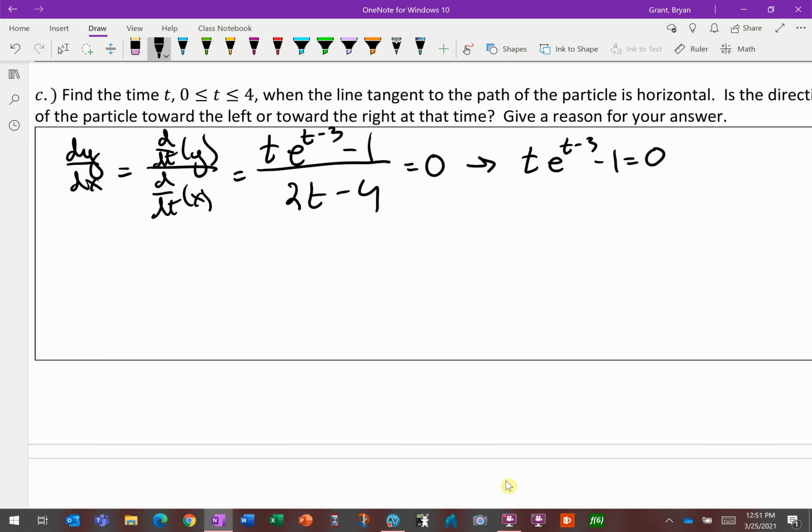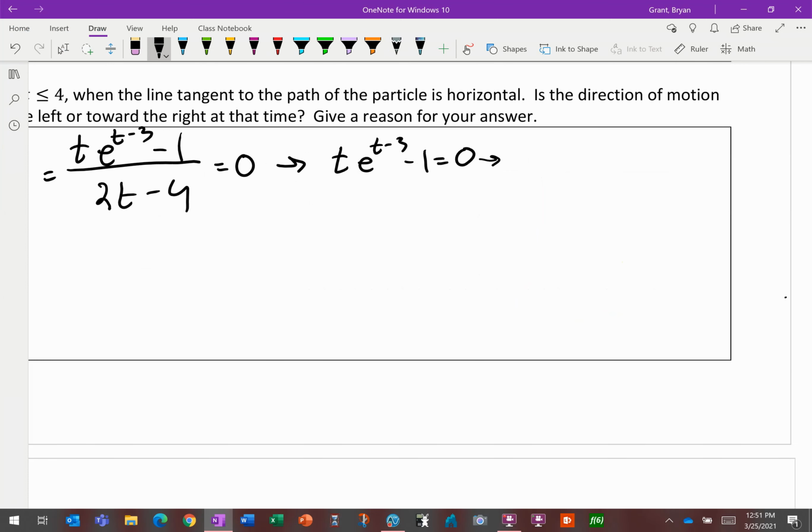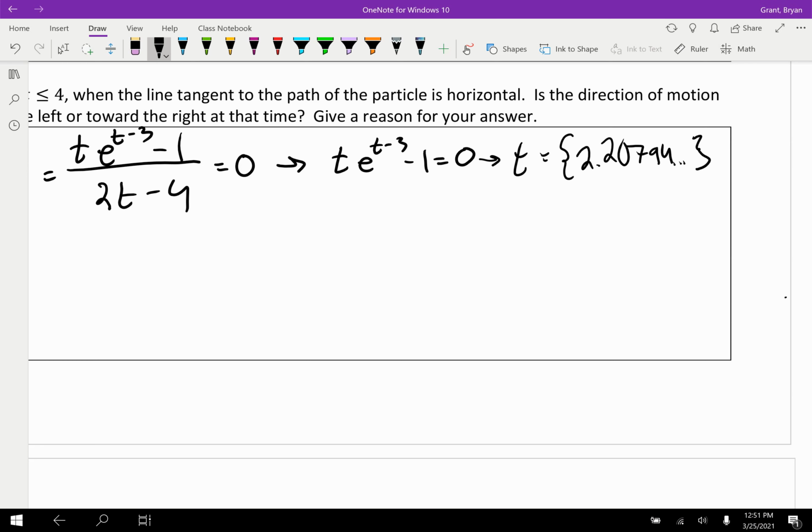Great. So we now know that when there is a horizontal tangent line to the path of the particle, that occurs at a t value of 2.20794, and so on and so forth. Awesome. Now what? Well, now we need to figure out which way the particle is moving at that time.